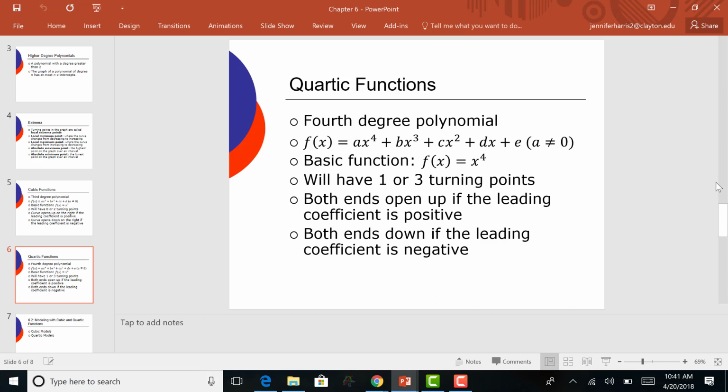Alrighty? So, the 5th bullet says both ends open up. It starts off with a positive. So, what number starts this one off? Positive 3. So both of them will open up.